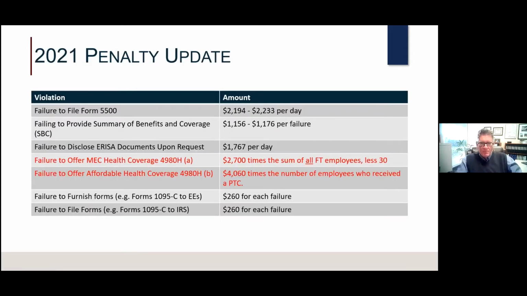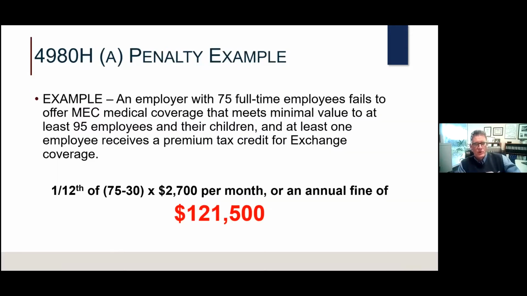So just a quick update on penalties. Just want to focus on the ones in red. These are the ACA employer mandate penalties. The A penalty for failure to offer coverage is now up to $2,700, and the D penalty for failure to offer affordable coverage is now $4,060. How that looks for a full-time employer with 75 employees that fails to meet that mandate, they pay $2,700 on 45 employees because you get that 30 employee discount, or an annual penalty of $121,500. These numbers get really big, really fast.